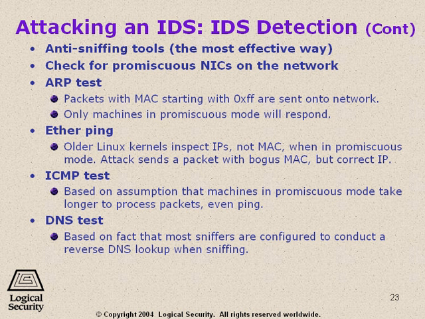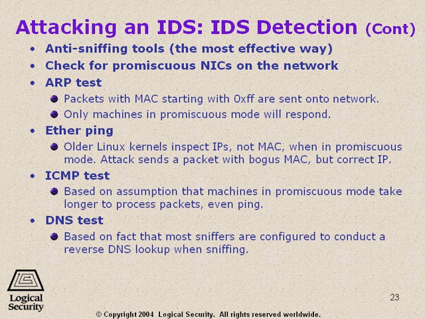There's also the ARP test, which looks for packets with a MAC starting with 0xFF. It will send these packets out into the network. Now these are non-broadcast packets, and only machines in promiscuous mode will respond to them. Normally only these machines would respond to broadcast packets. So this is one telltale sign of determining whether a promiscuous NIC is out there.